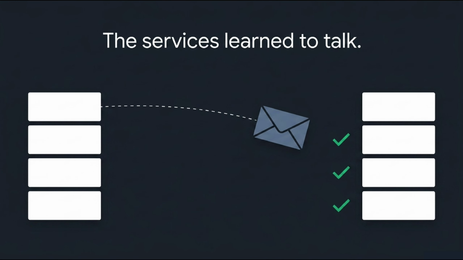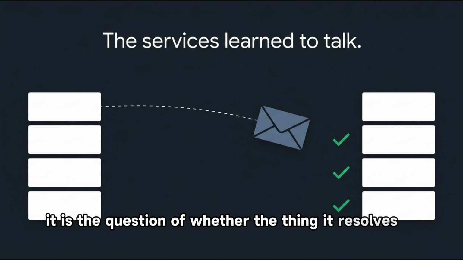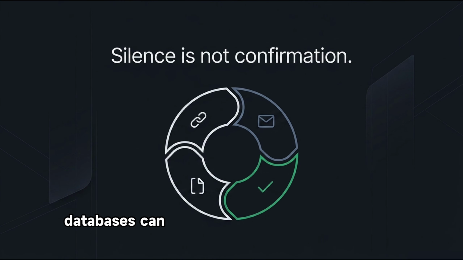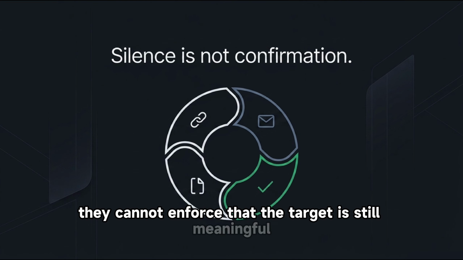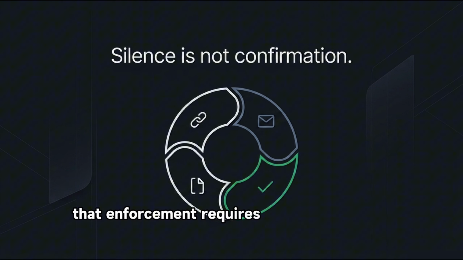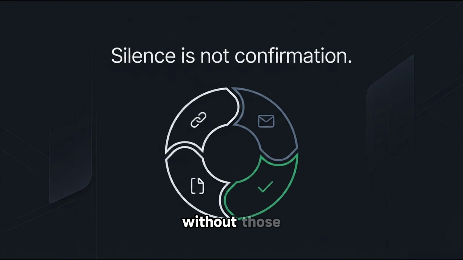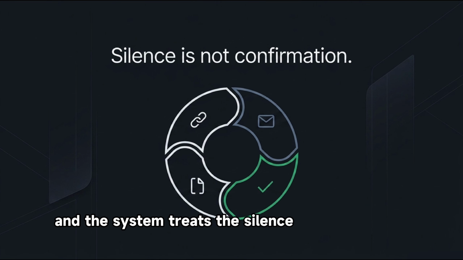Referential consistency is not the question of whether a reference resolves. It is the question of whether the thing it resolves to still justifies the relationship the reference implies. Databases can enforce that a target row exists. They cannot enforce that the target is still meaningful, still active, or still in the same system. That enforcement requires events, read-time validation, and explicit contracts between the services that create references and the services that own the things being referenced. Without those, references outlive the things they point to, and the system treats the silence as confirmation.